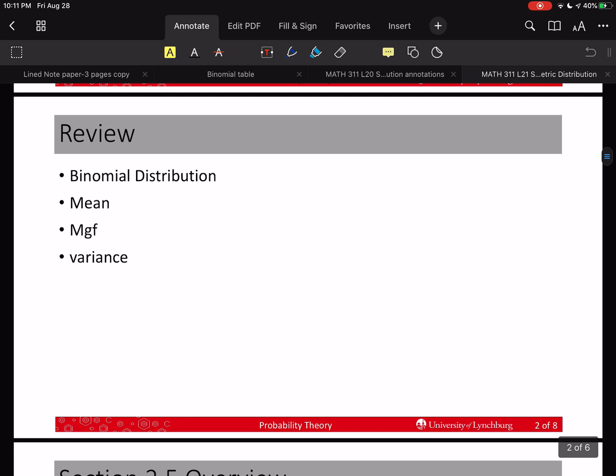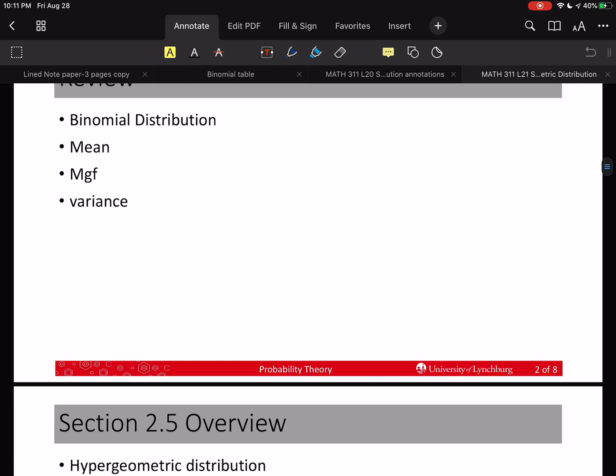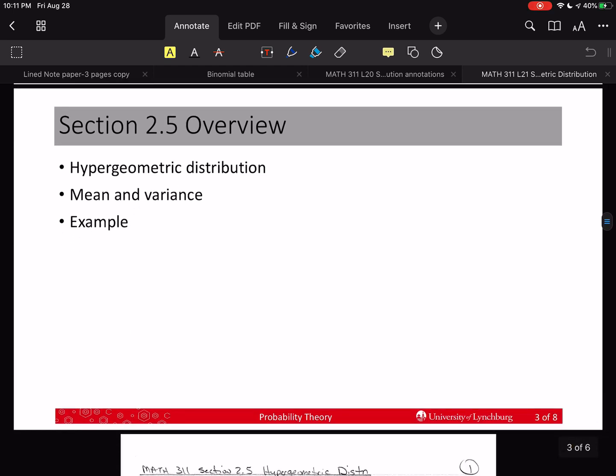So in the last few videos, we talked about the binomial distribution. We introduced its formula for the PMF. We also introduced the mean and the MGF and the variance, and we derived the mean and the variance. So in this section, we're going to talk about the hypergeometric distribution, its mean and variance, and do an example.